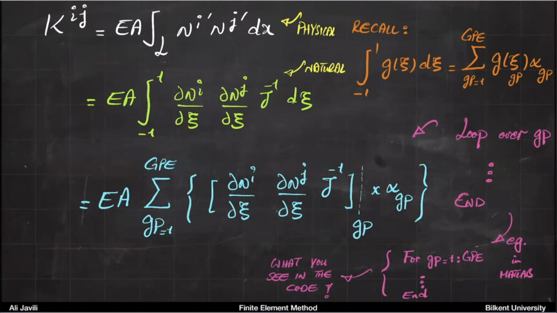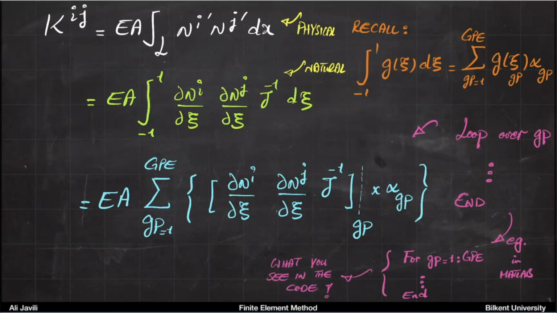So again, remember, you don't need to expand it. You just evaluate every single one of these at every Gauss point, like we learned here. You multiply that by that weighting, and you are done. So in your code, when you calculate the stiffness, all you see is a loop over the Gauss points. Let's say in MATLAB, we call Gauss points in the code GP. So we have for GP equals 1:GPE, which means Gauss points per element. And this is exactly what you see in your MATLAB code to calculate this.